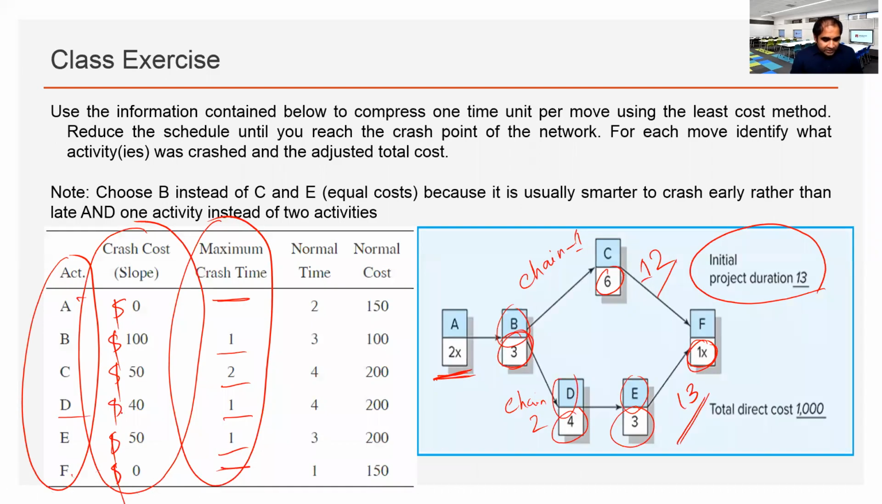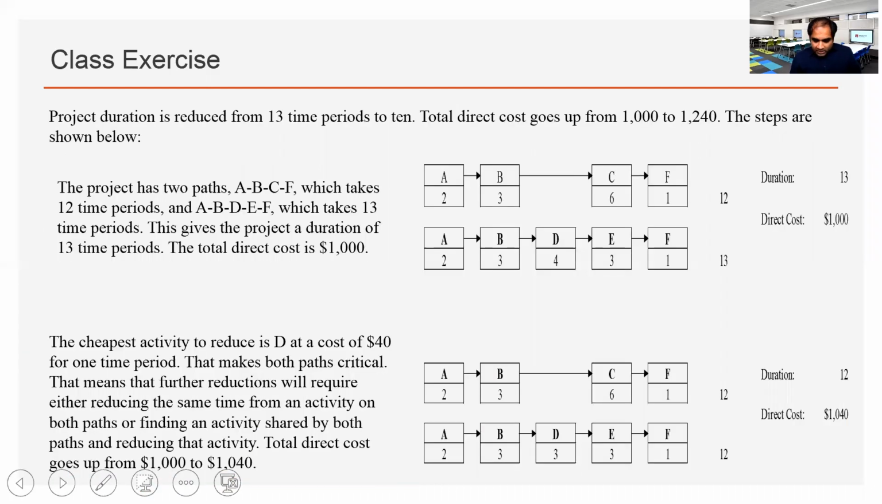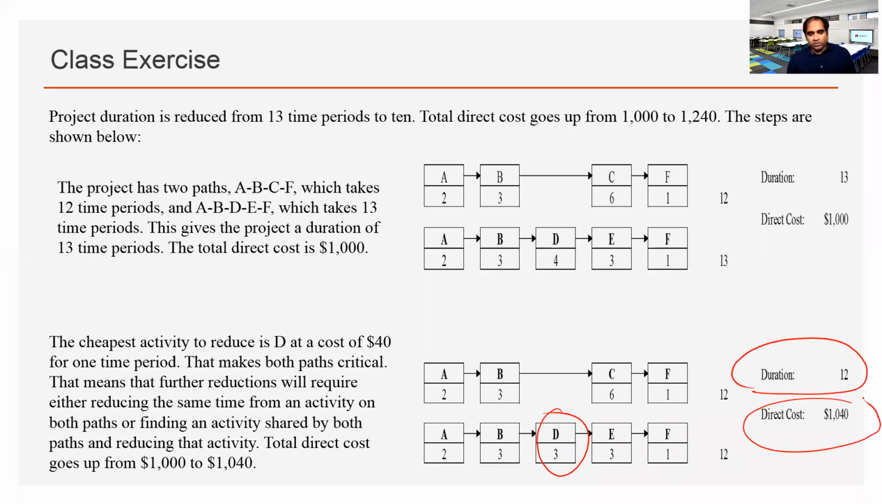From here, D is the cheapest option. Now let's crash D. That's right. So let's crash D. Project duration 12 days. This is the total project cost. Now, is that clear? That should be crystal clear.